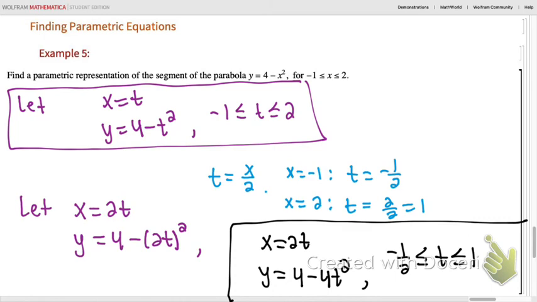Compare my two examples too, by the way. In the first one, x was t, and notice how t was between -1 and 2. When x is 2t, you're kind of making x go twice as fast, so your interval is just going to be half as big, right? So if I went from -1 to 2 before, I went from -1/2 to 2 divided by 2, or 1, when I doubled x.